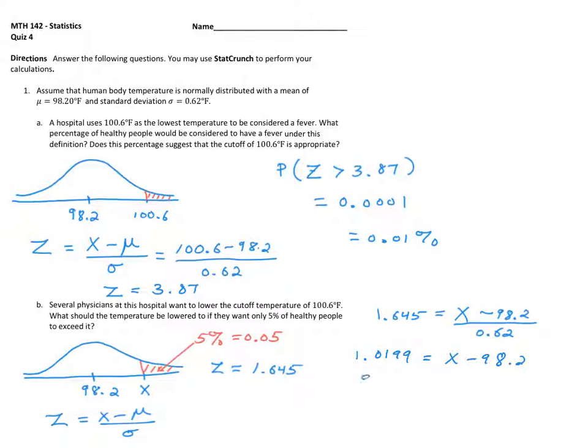And when I do, I get 99.2199 is equal to x. And I mean, we could round this a little bit. I mean, we're going to be, I'd say, pretty close. Maybe I'll go to 2 decimal places, but I'll say 99.22 degrees Fahrenheit. That is the location on the axis here that would correspond to an area of 5%, as opposed to an area of 0.01%.